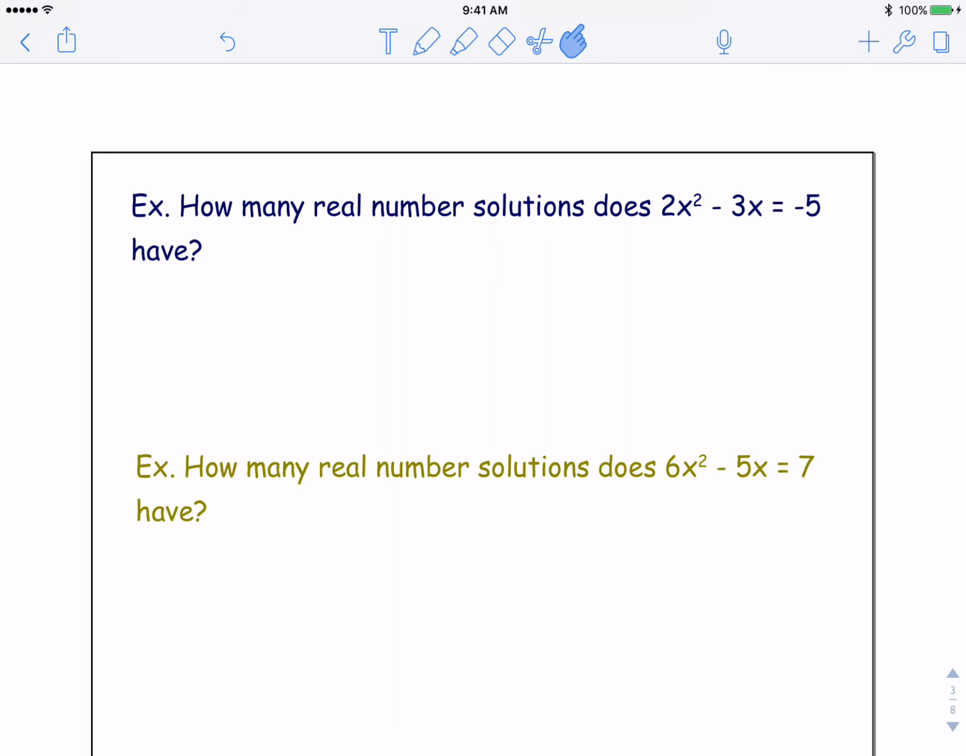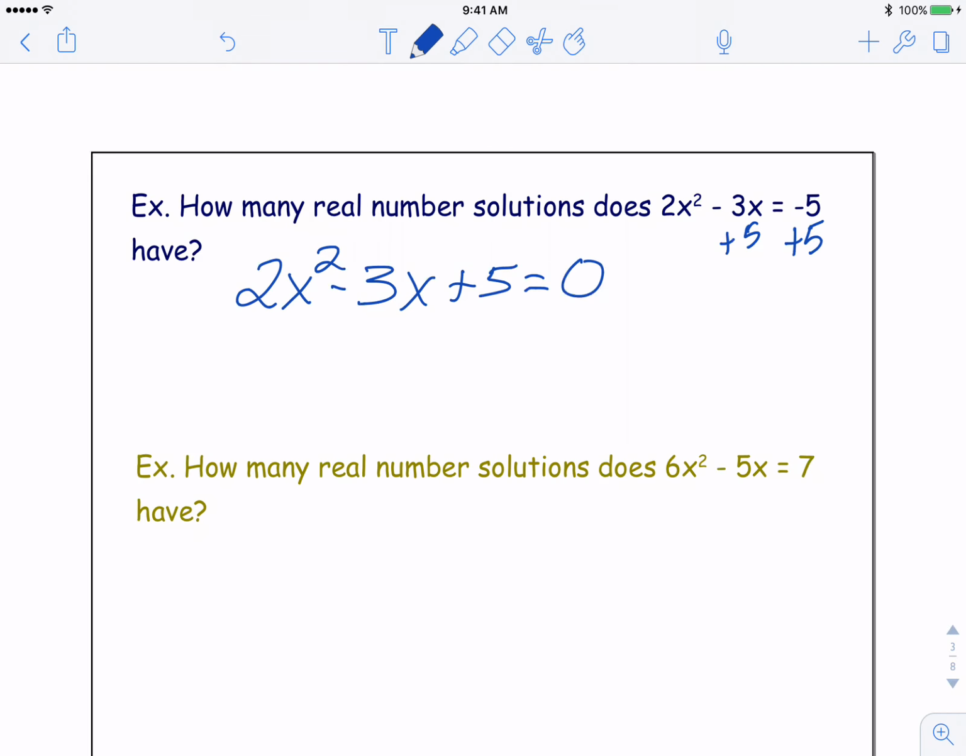So looking at these two examples, the first thing we need to remember when we're talking about quadratic functions is our quadratic function should be set equal to 0. As you notice in this first example, 2x squared minus 3x equals negative 5. It is not equal to 0. So to get it equal to 0, I'm going to move this negative 5 to the other side by adding it, opposite operations. So my quadratic function is 2x squared minus 3x plus 5 equals 0.